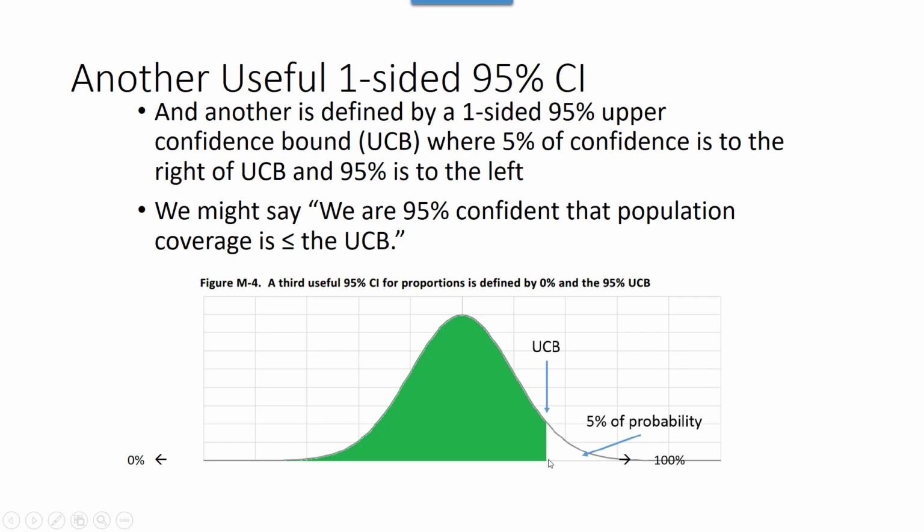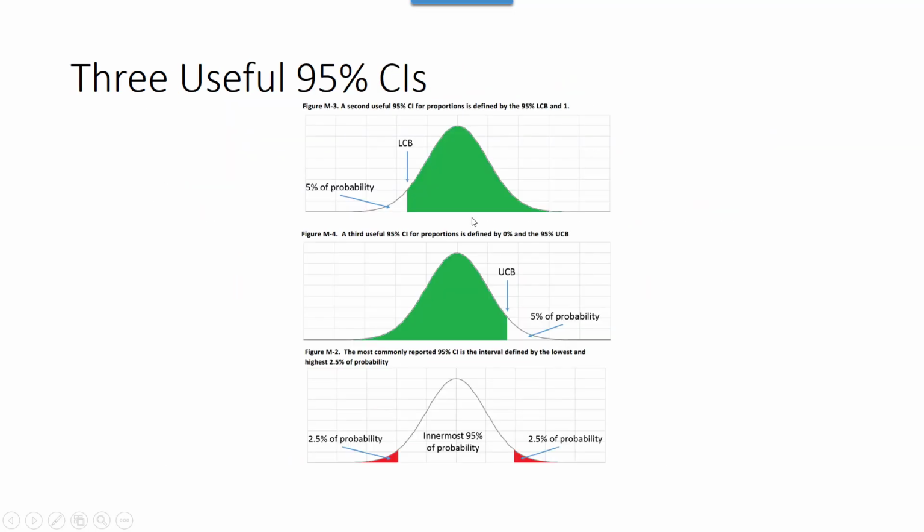Similarly, we could chop off 5% of our confidence or our probability from the upper end of the distribution and identify an upper confidence bound. And we can say we are 95% confident that coverage is somewhere between 0% and this upper confidence bound. So these are three useful 95% confidence intervals. No one of them is any more or less valid than the others. They're all only valid if you've done a good job of keeping bias out of your survey.